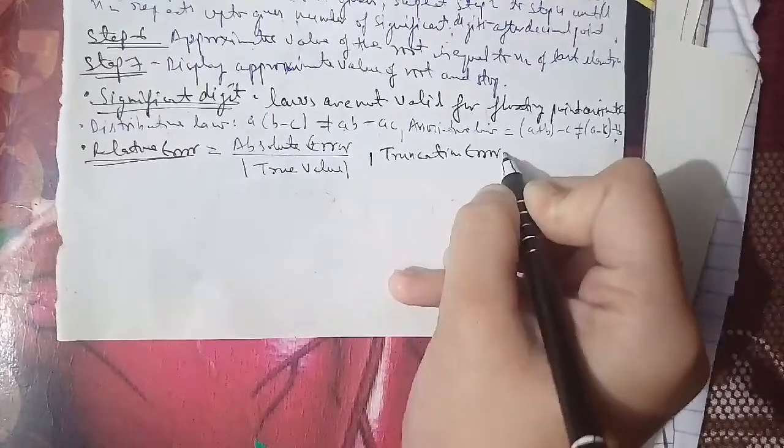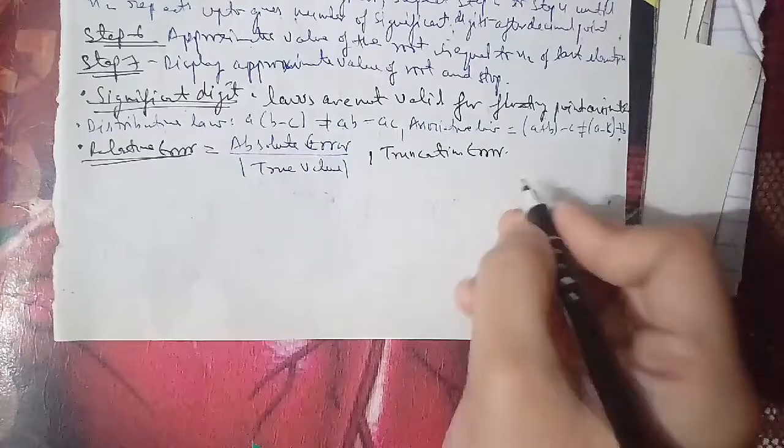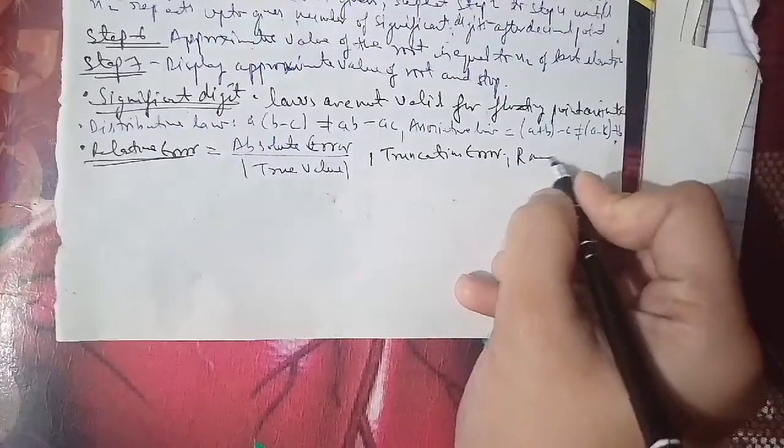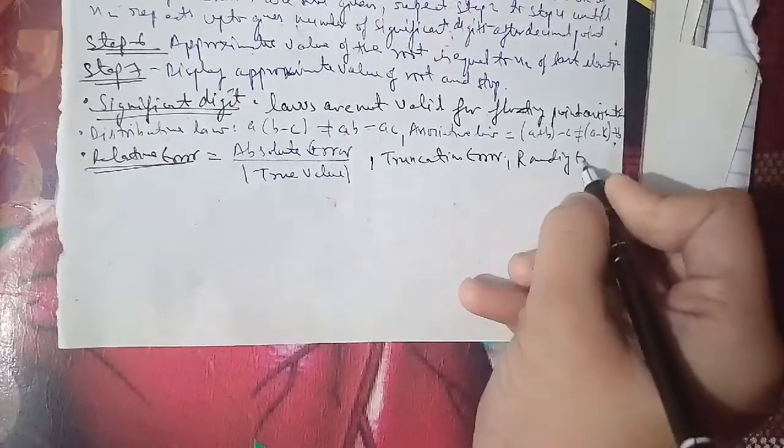Truncation error is generated when only the required significant digits are considered and the remaining are discarded. The rounding error takes place because of rounding the last significant digit to the nearest value. The other is machine epsilon.